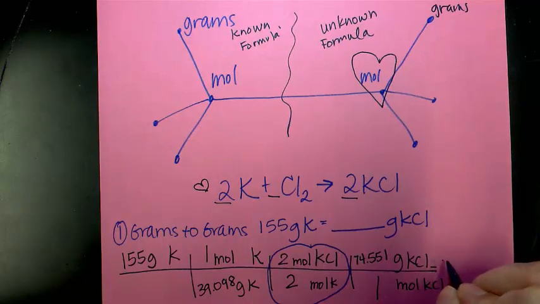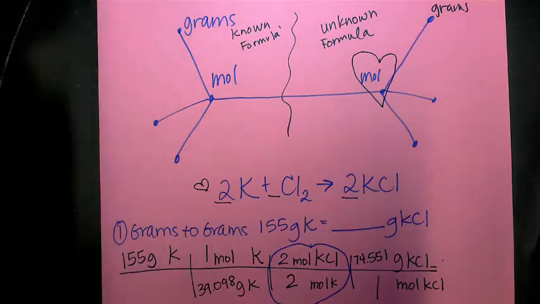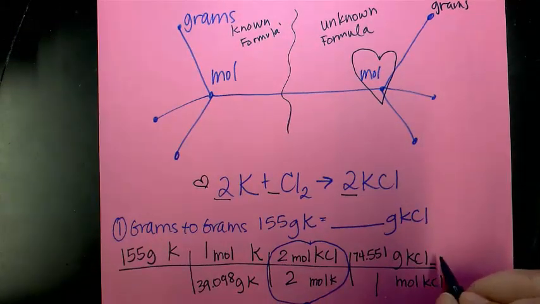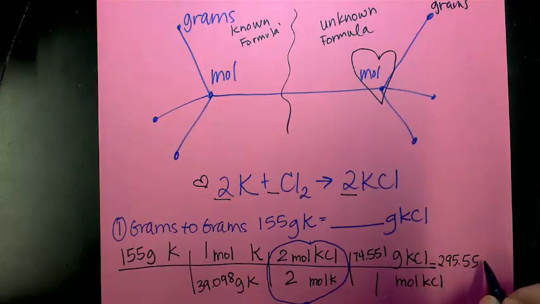And this one is going to be 36.44, I believe. Sorry, I had my answers, but I don't remember what it was. 295, I was wrong. 295.55. And for the unit, you're going to look right here. It's going to be the unit of your unknown, so it's going to be grams of potassium chloride.